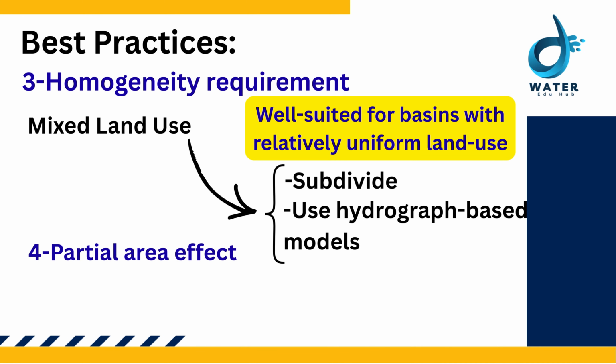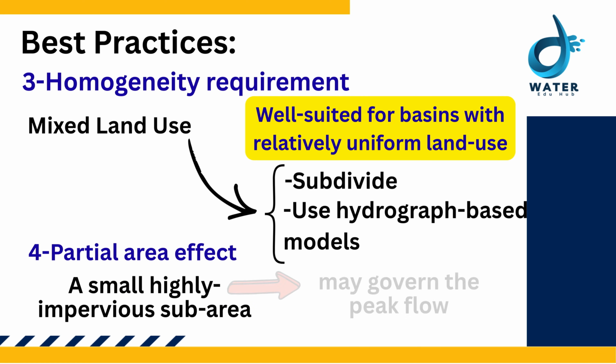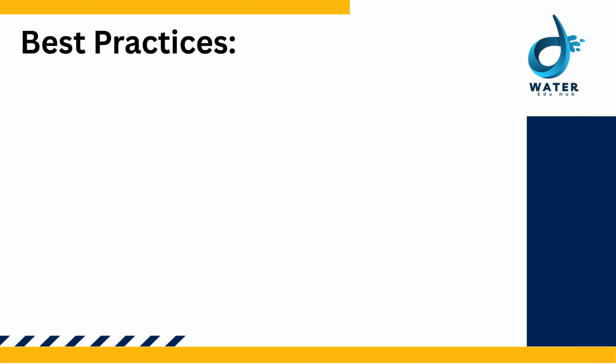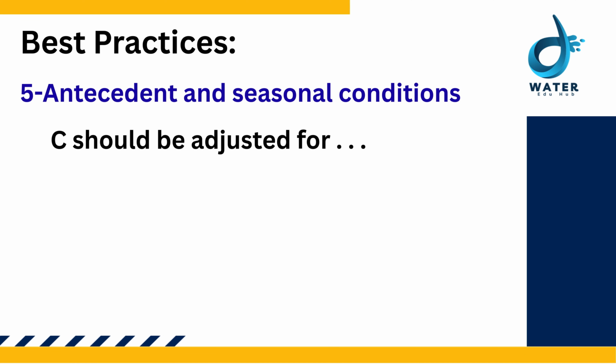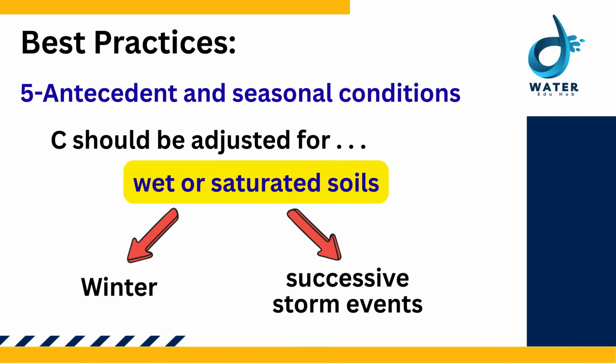Fourth is the partial area effect. Engineers should be cautious that a small, highly impervious subcatchment may govern peak flow due to a shorter Tc and its corresponding higher rainfall intensity. Finally, the antecedent and seasonal conditions. Runoff coefficients should be adjusted for wet or saturated soils, particularly during winter or successive storm events.